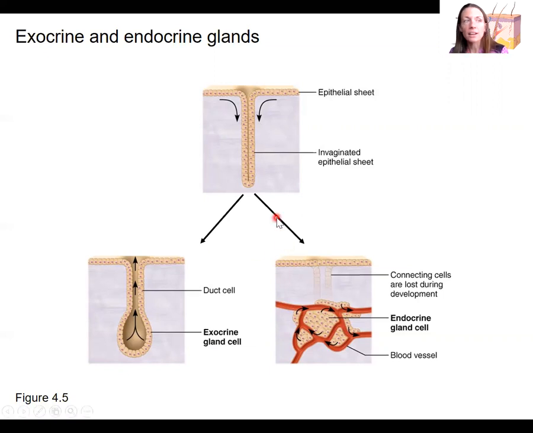On the other hand, an endocrine gland actually loses this connection to the surface, and instead secretions are going to go into the bloodstream. This is the definition of a hormone. A hormone is secreted into the bloodstream. So endocrine glands, which we'll talk a lot more about in the spring, are going to secrete hormones into the bloodstream to have widespread effects throughout the body, as opposed to outside.